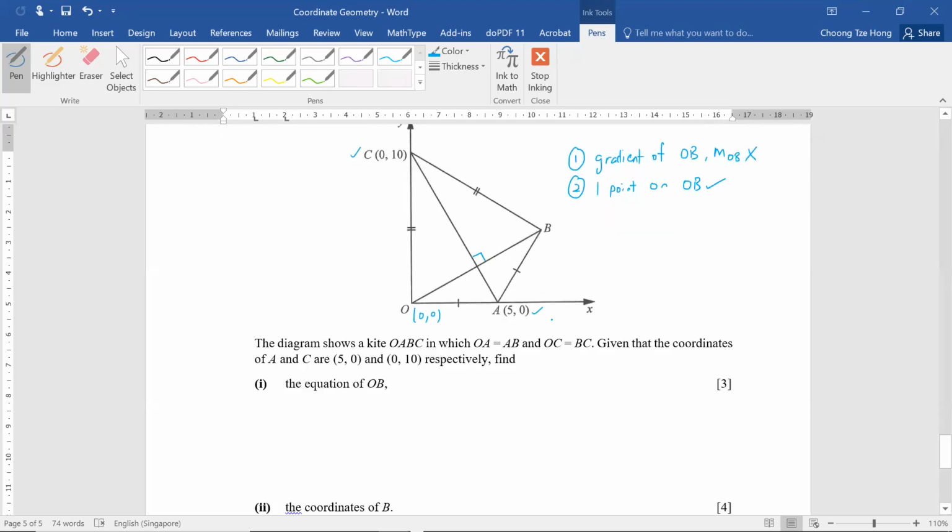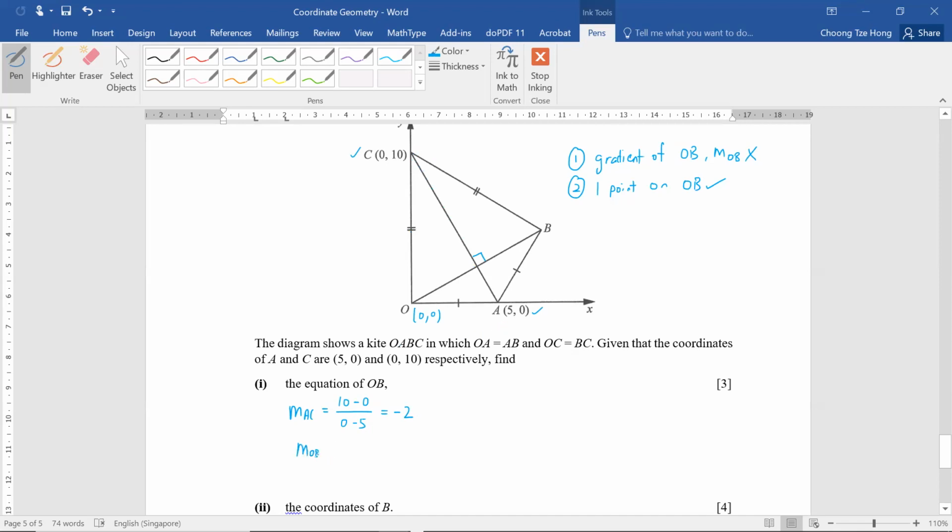So let's find the gradient of AC first, which is what we need. So gradient of AC will be y2 minus y1 over x2 minus x1. Let's use point C to be x2 and y2. So it will be (10 minus 0) over (0 minus 5). That will give us -2. And indeed, we know we are right because AC is a line that is sloping downwards, so it should have a negative gradient.